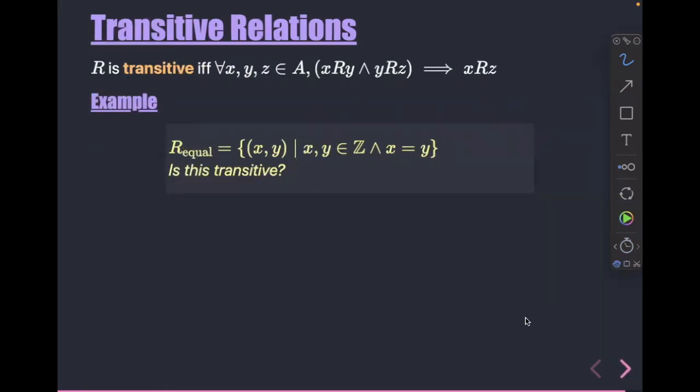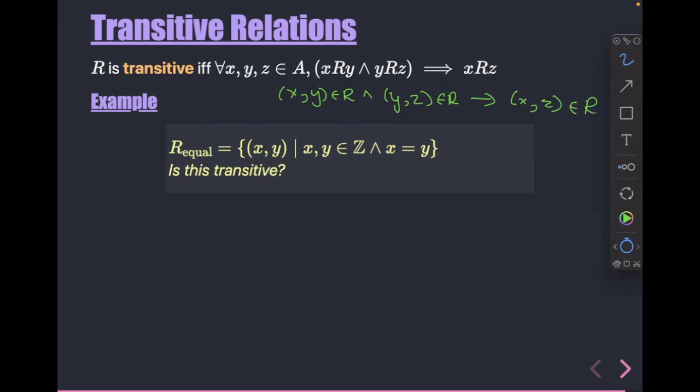So for transitivity, this has to do with 3 elements within your relation. Basically what you're saying is if x and y have a relation and then y and z have a relation, then x and z should have that relation. In other words, if we wanted to write it this way, you could say if (x, y) is in R and (y, z) is in R, then (x, z) must also be in R. This tuple must also exist in my relation.